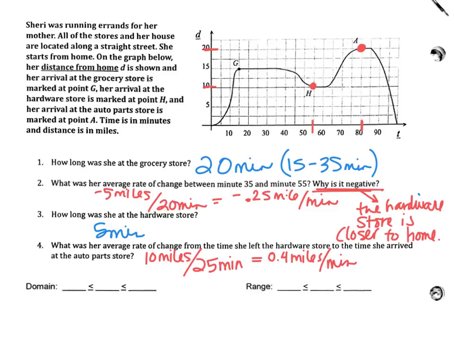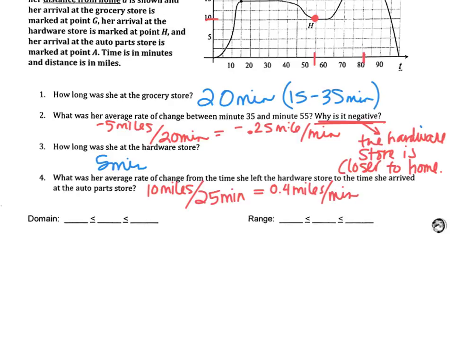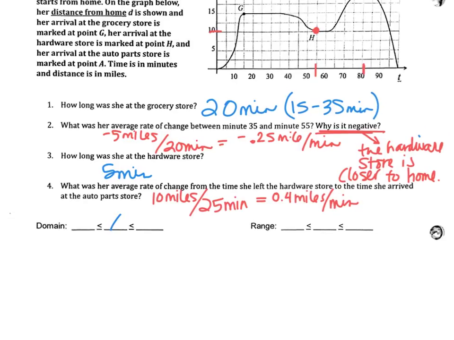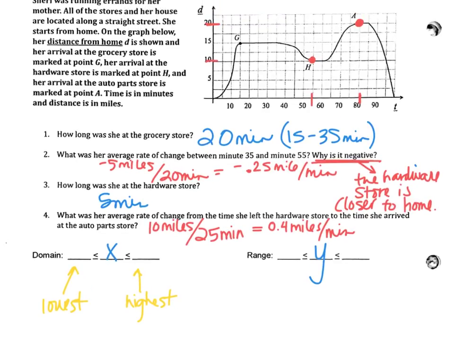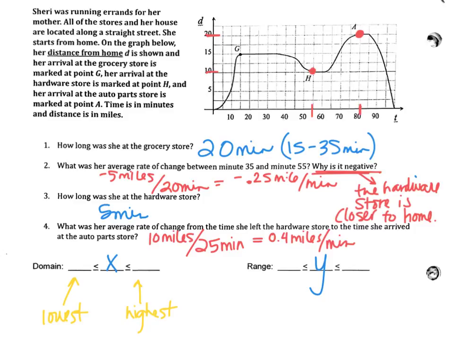All right, and then domain and range. So remember domain and range, when we set this up, domain is talking about my x values. Range is talking about my y values. And these first and last points we want to think about as the lowest possible value and the highest possible value. So thinking about your graph, you think about the lowest x value and the highest x value. My lowest x value is 0. That's where time is starting. And the highest x value here looks like it goes to 100.